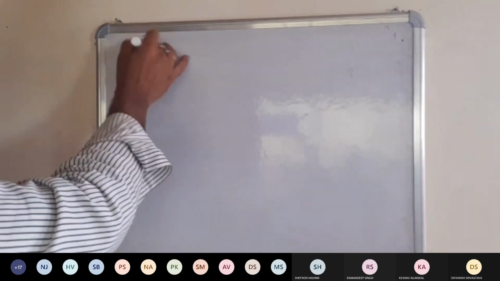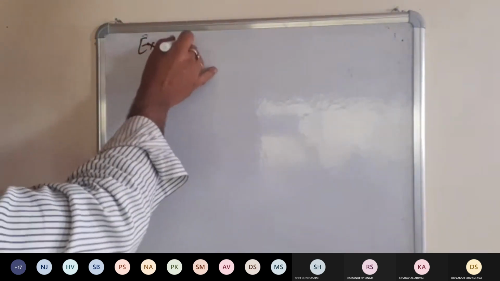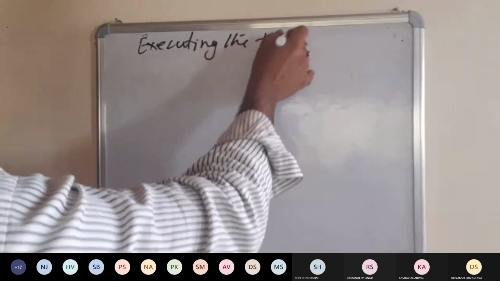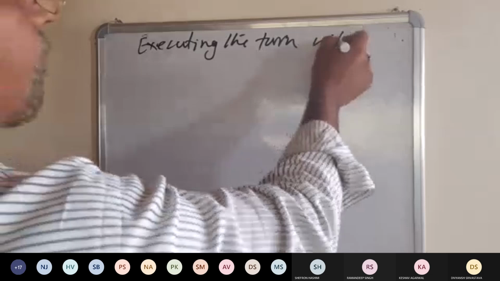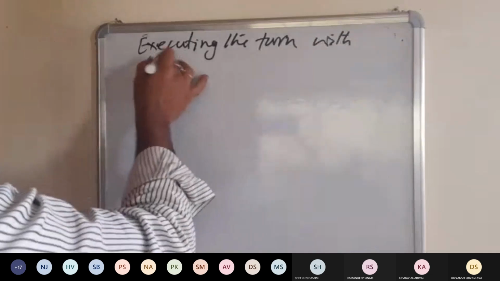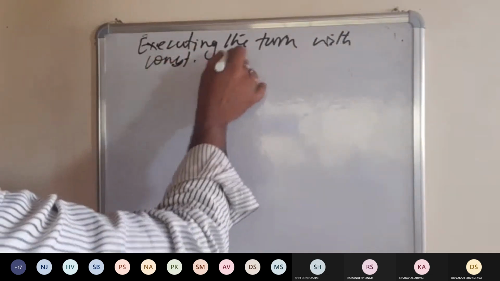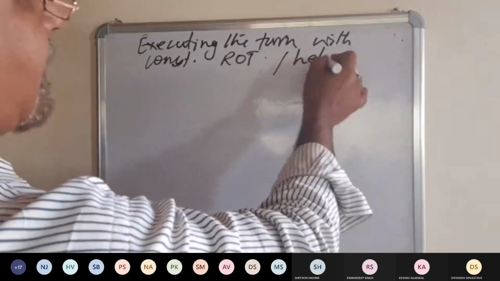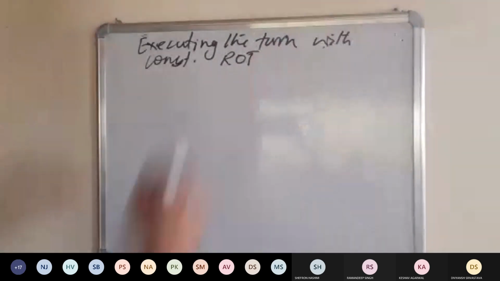Next one is executing the turn with constant ROT, people also call it constant helm, but we take it as constant ROT.